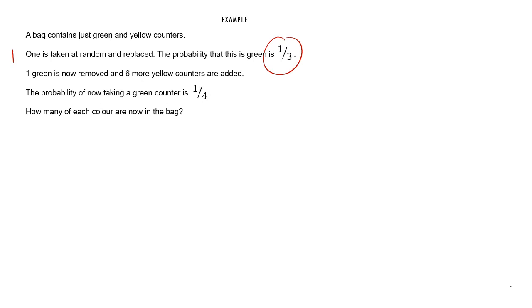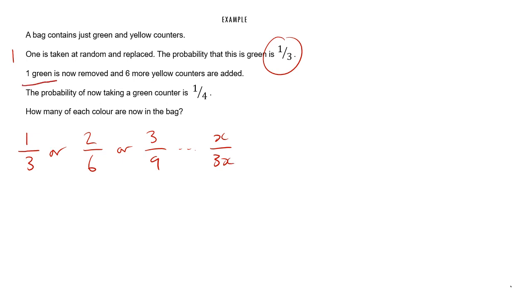So here at the beginning we could have maybe one counter is green out of a total of 3, or it could be that 2 counters are green out of a total of 6, so 4 would be yellow, or it could be that we've got 3 greens and 9 in total. We don't know at the moment, but we can write this as x over 3x.